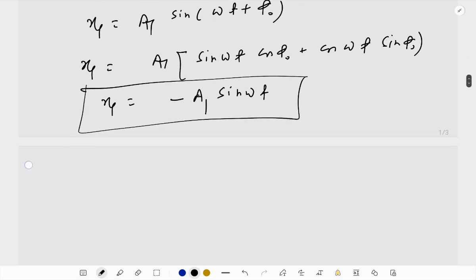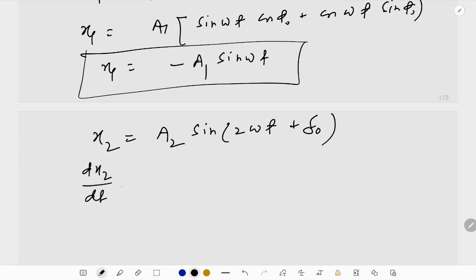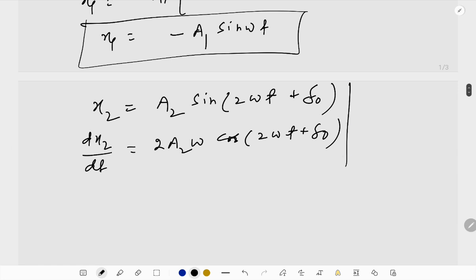Now I'm going to get the equation of motion for the right block, and I would start from its equilibrium position, whatever it is, I don't know. x2 equals a2 sine 2 omega t plus something delta naught. Its initial condition may be different, and I can differentiate it and write dx2 by dt equal to twice a2 omega cos 2 omega t plus delta naught.